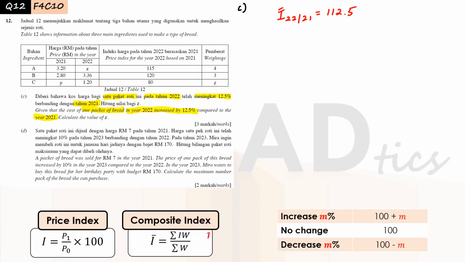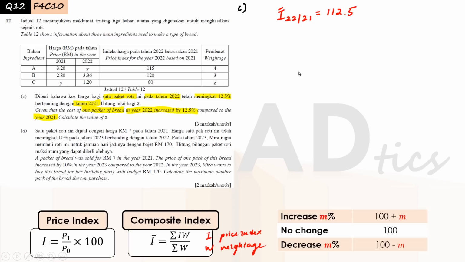Here for the I and W, I is the price index and W is the weightage. Weightage means the importance of each of the ingredients here. You can see that the weightage for ingredient A is 4 and the weightage for ingredient B is 3, meaning A is more important than B. Now for the numerator, I need to multiply the price index and the weightage for each of the ingredients here, and then add them up together, which is what the symbol here is trying to say.